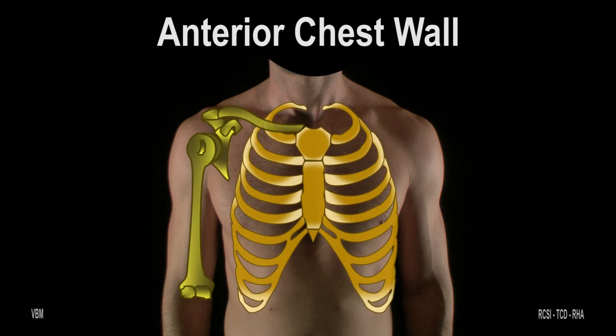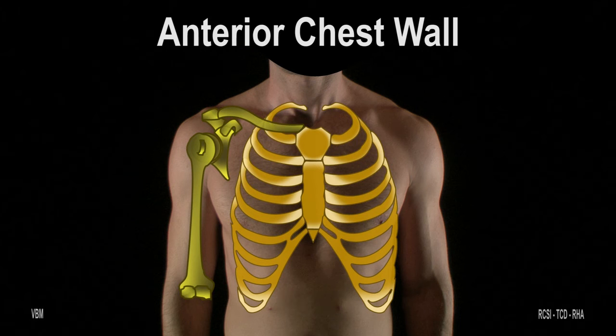The chest wall extends from the clavicles to the costal margin. It is formed by the ribs and costal cartilages, the sternum, and the associated muscles. The two sides of the chest are usually symmetrical.